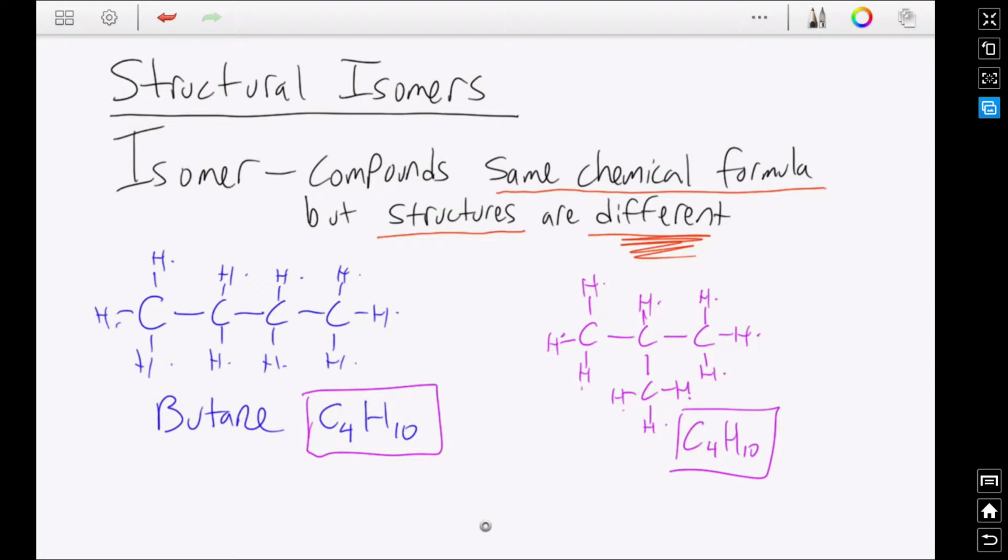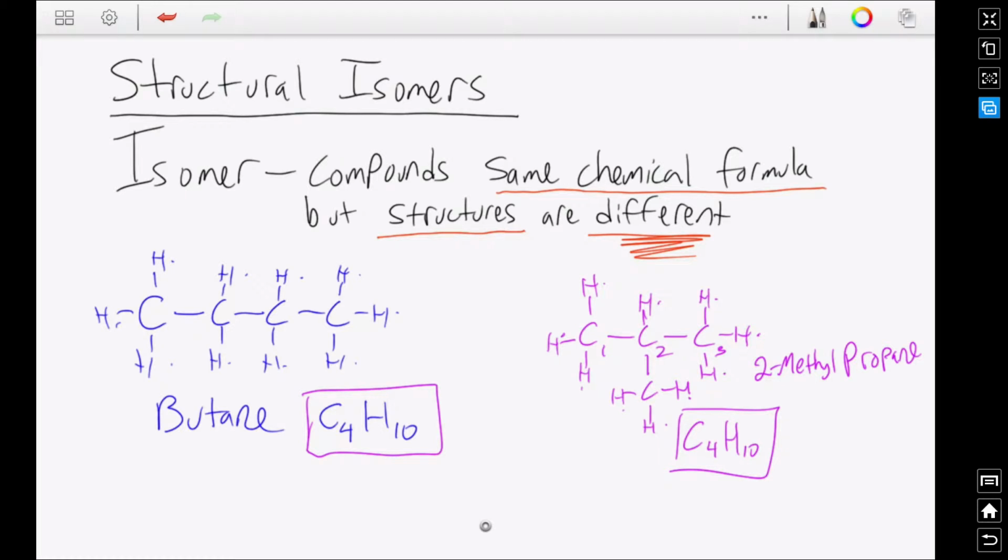And actually the purple compound is an entirely different compound. This is only a 3 carbon chain. 1, 2, 3. This is a propane, and it has a methyl branch at the 2 carbon, so this is actually 2-methyl propane. So 2-methyl propane has the formula C4H10, and butane also has the formula C4H10, but they're entirely different compounds.